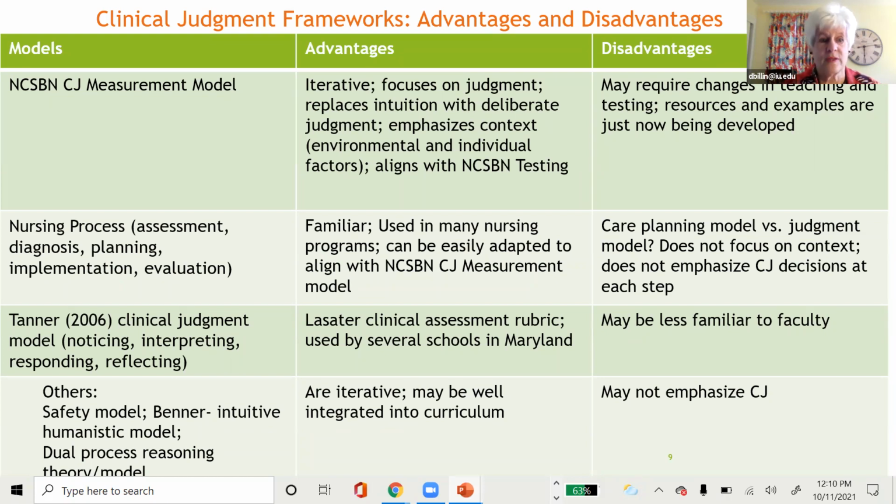And then the third one is the Tanner's clinical judgment model, which many of you are using, and actually the national study that the researchers themselves discussed at our summit, it also will work. So it has 4 steps, but I think they kind of fit together there. And then the real plus for that is that there is a clinical assessment rubric.